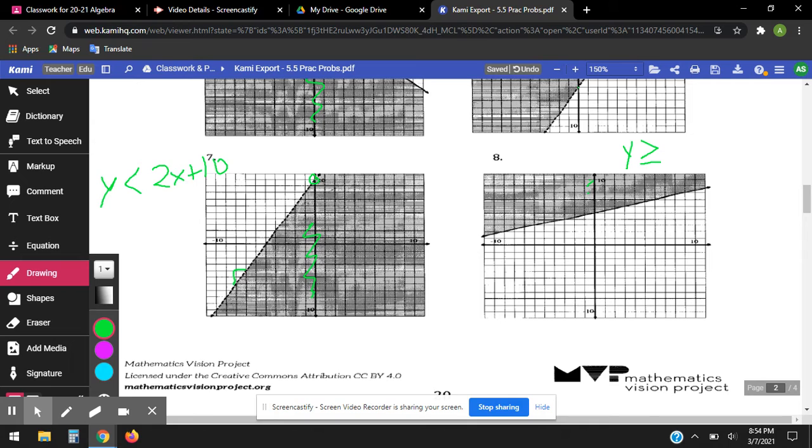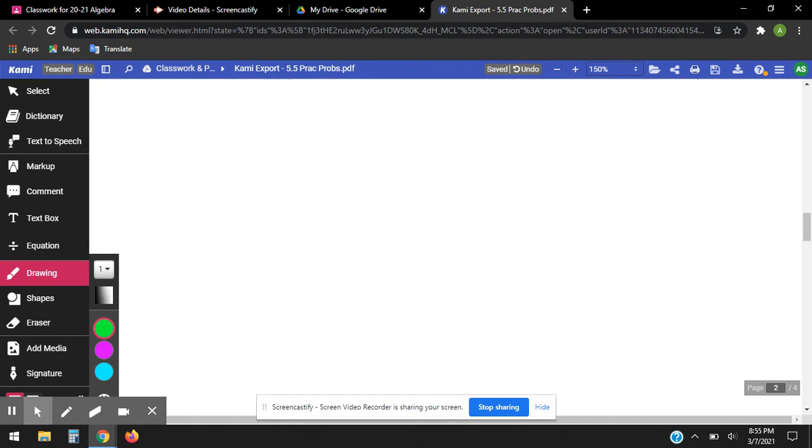It's equal. My slope looks like here to here. Looks like it's an up 1 over 3. So 1/3 x. And it crosses at 1, 2, 3, 4, 5. Plus 5. So y is greater than or equal to 1/3 x plus 5.